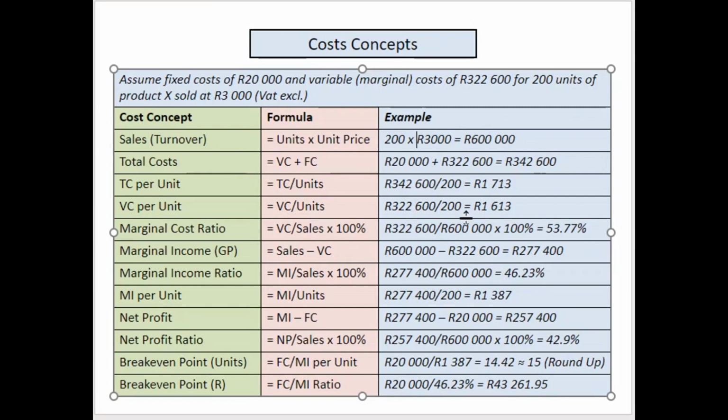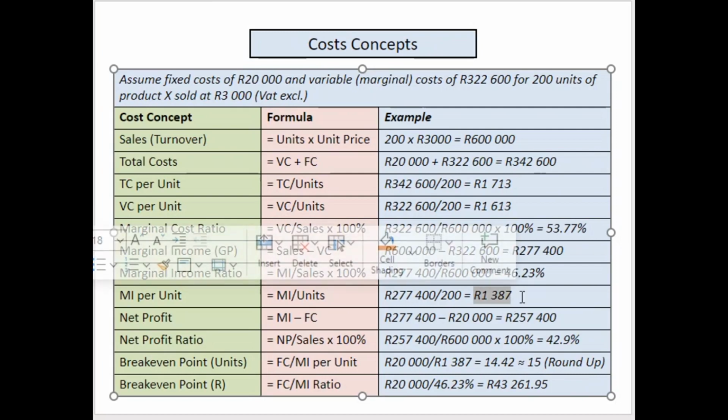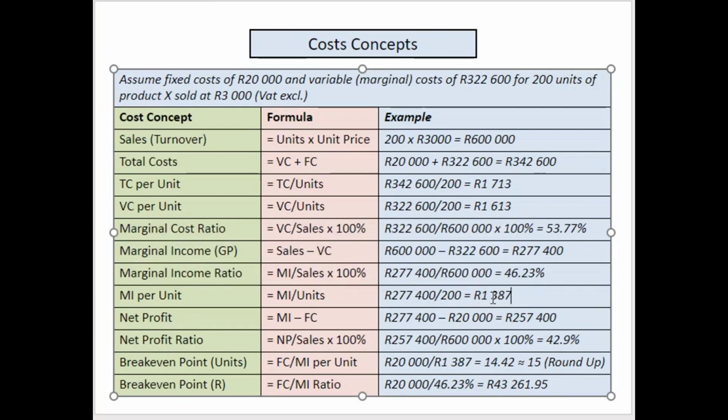So I sell it at 3,000, but really my marginal income from that single item, my gross profit on that single item per unit is 1,387. Sorry about that, guys. It's in the wrong column here. So this is my profit. Every time I sell something, I actually want to look at this amount because that will enable me to pay the salaries of the people I'm working for.